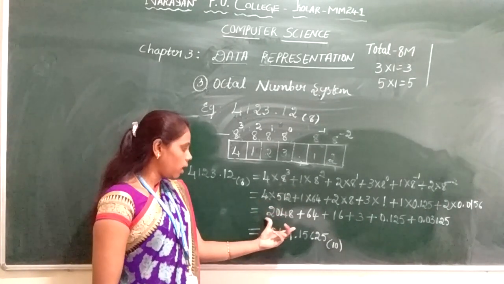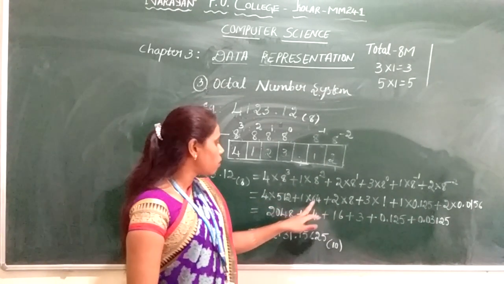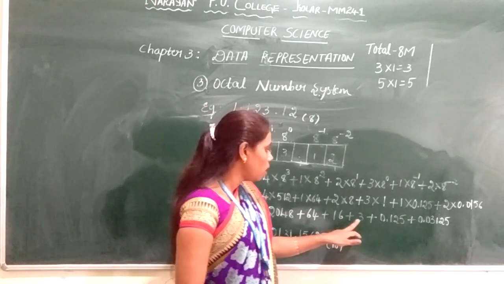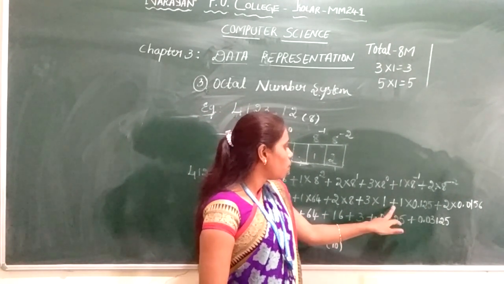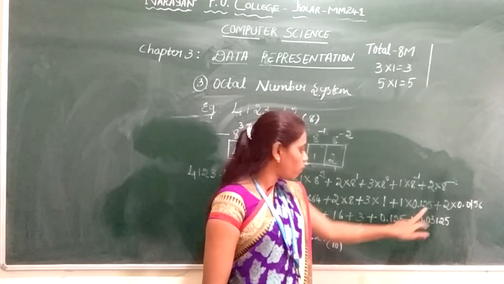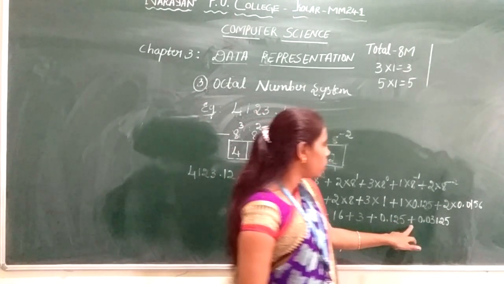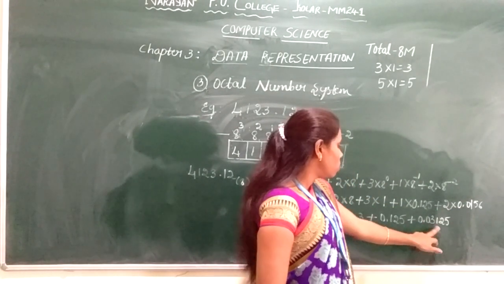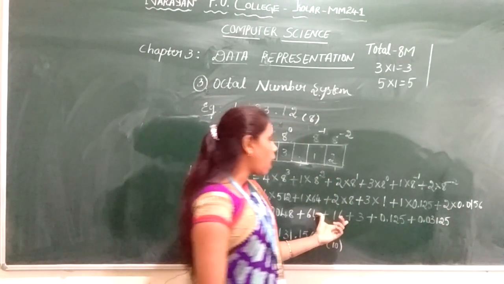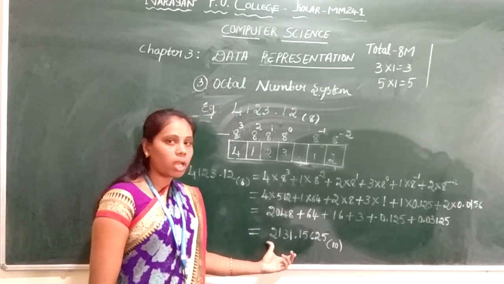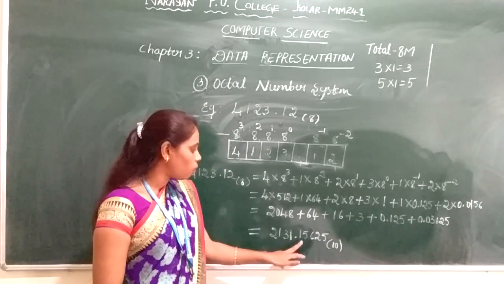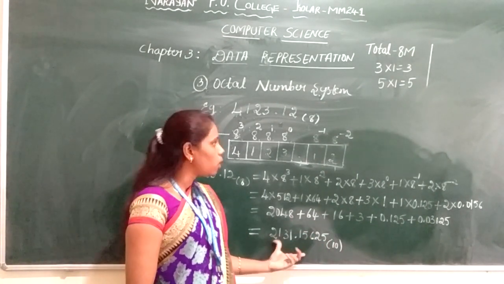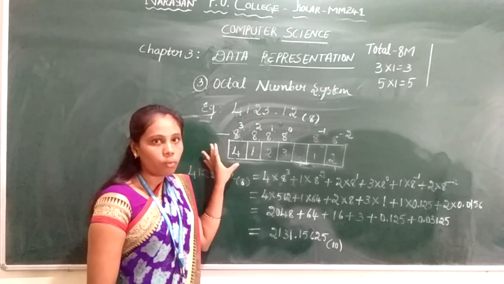512 into 4 is 2048, plus 64 into 1 is 64, plus 8 2s are 16, plus 3 1s are 3, plus 1 into 0.125 is 0.125, plus 2 into 0.156 is 0.0303125. So by adding all these terms, we'll get the value as 2131.15625. This is the decimal equivalent value for the given octal number value.